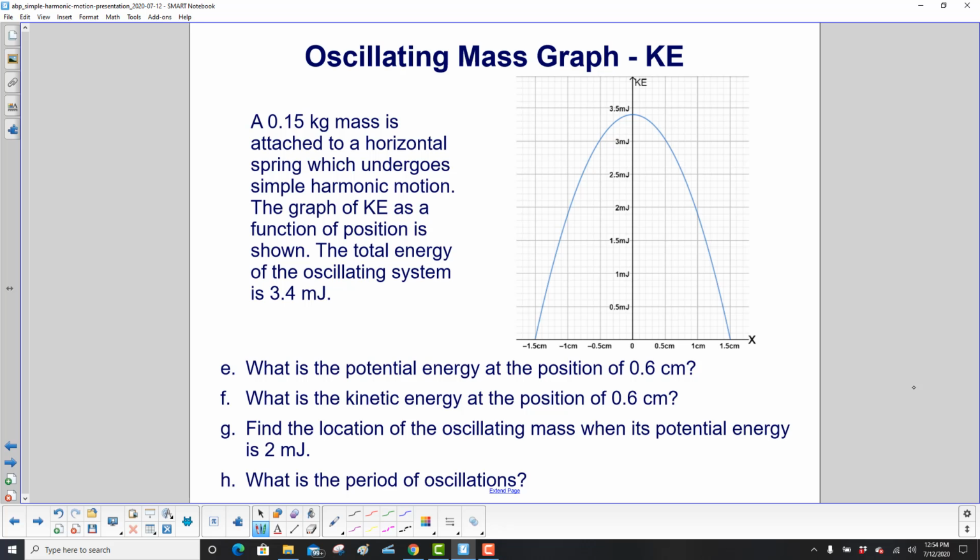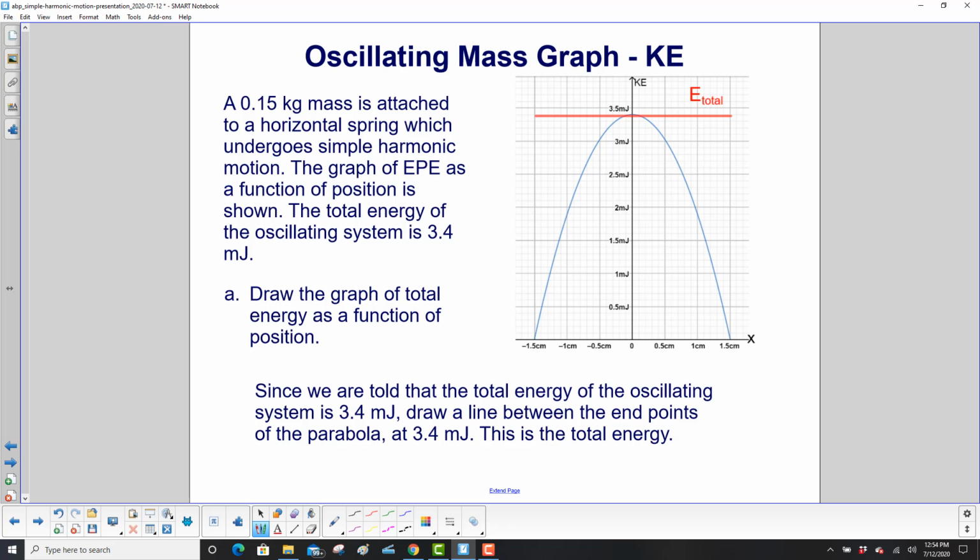What is the potential energy at the position of 0.6 centimeters? It's going to be somewhere around here. What is the kinetic energy at that position? Find the location of the oscillating mass when its potential energy is 2 millijoules. And what is the period of oscillations?